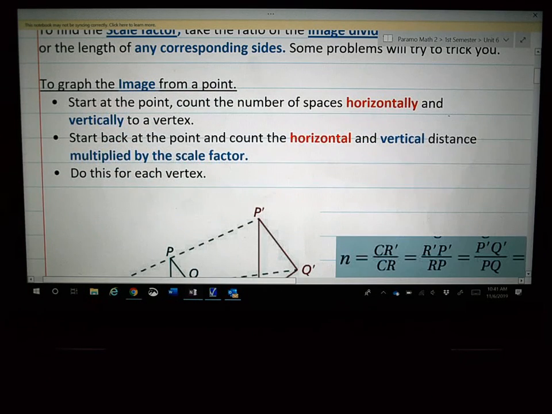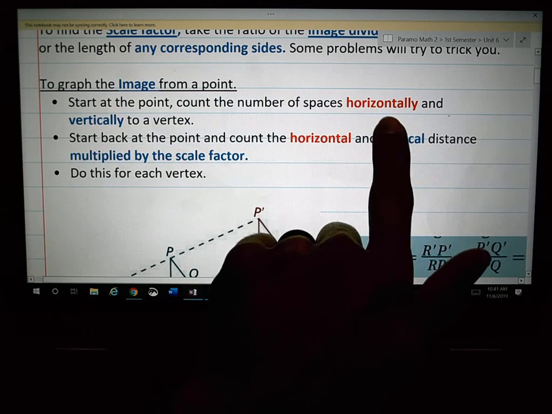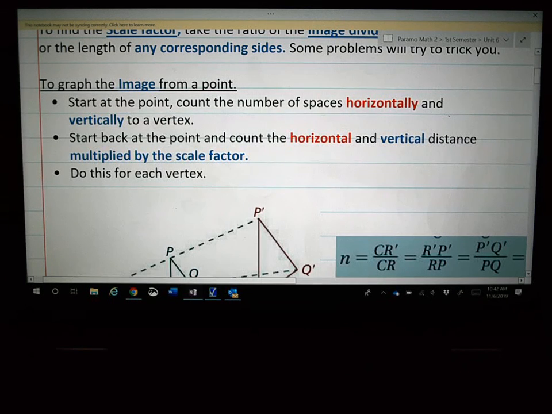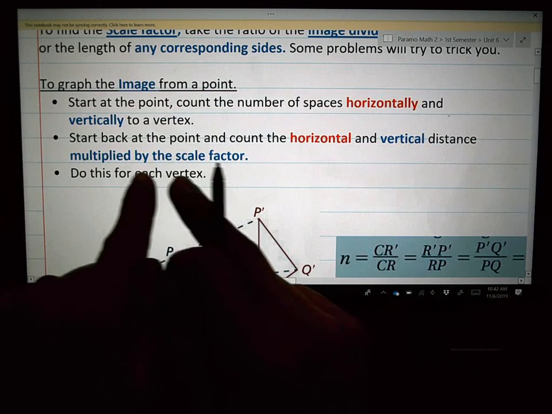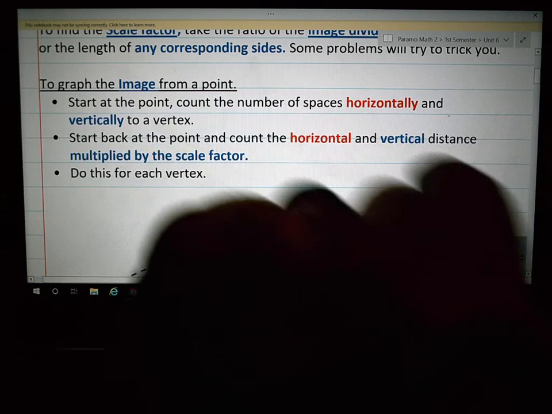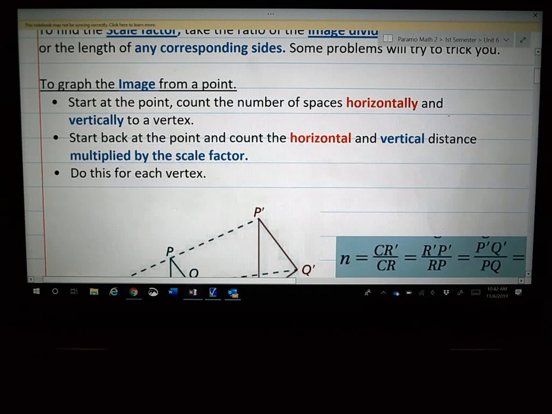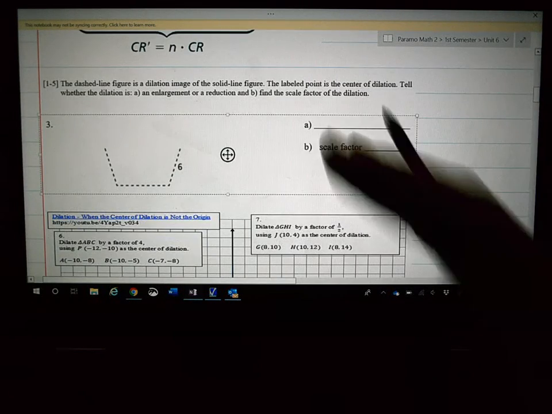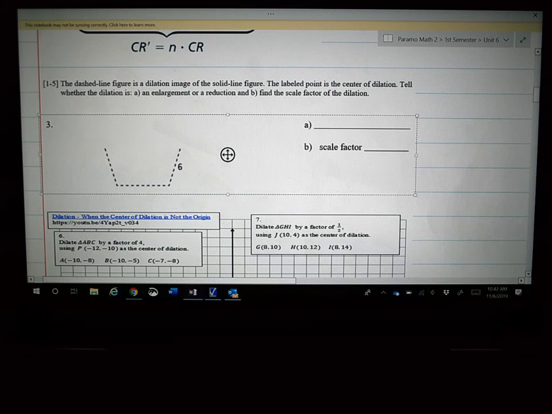Besides that, the hardest part in my mind is how we graph. So I'm going to demonstrate what those look like so that you don't get stuck as we go through it. Basically, we have to figure out the horizontal and vertical distances from the center to each vertex, then multiply by the scale factor and go that horizontal or vertical distance from those points. I will demonstrate what that means in a second. Let's go to some examples. You have number 3 in front of you. If you have your worksheet, go ahead and pull it out.